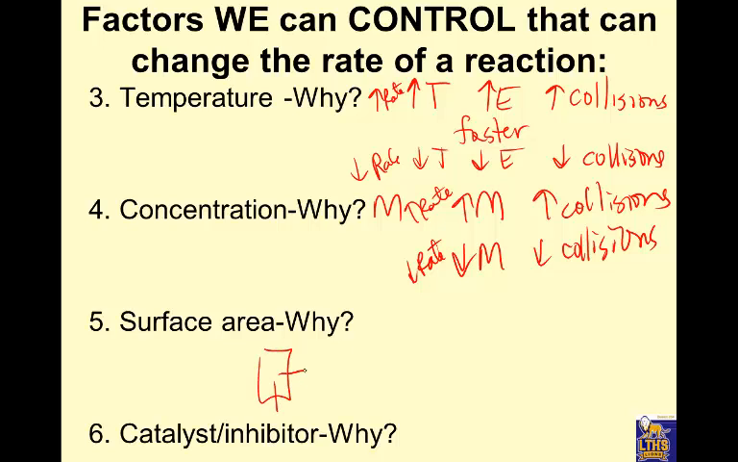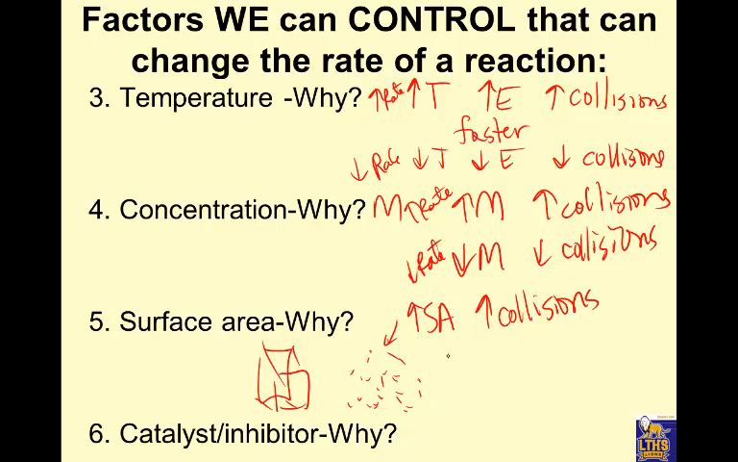Surface area. So there we have our chunk of sugar. And here we have the same amount of sugar, but lots of tiny pieces. This is increased surface area, which means more collisions. More collisions means more chances to react, so it means higher rate. This is less surface area, less surfaces to contact, because this you can hit all around, this you can only hit the outside. So that's less collisions, because less molecules are exposed, so lower rate.